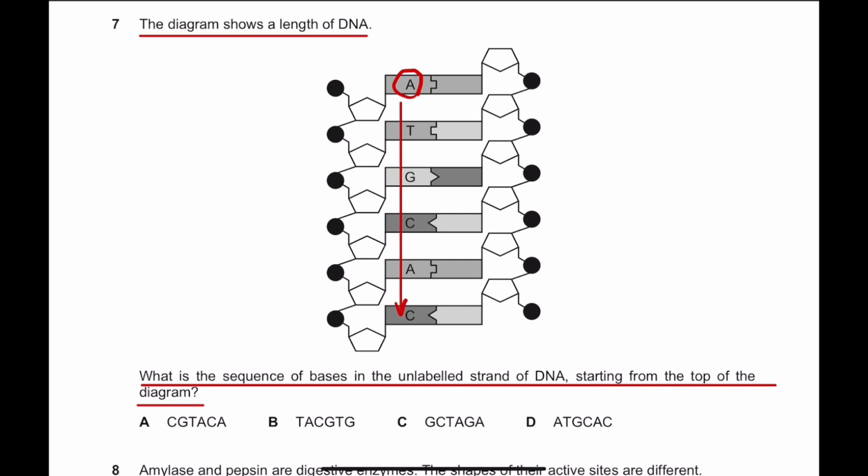So, if we just read it, A, T, G, C, A, C, we know that the A will always bind with T, and G will always bind with C. So it's called complementary base pairing.